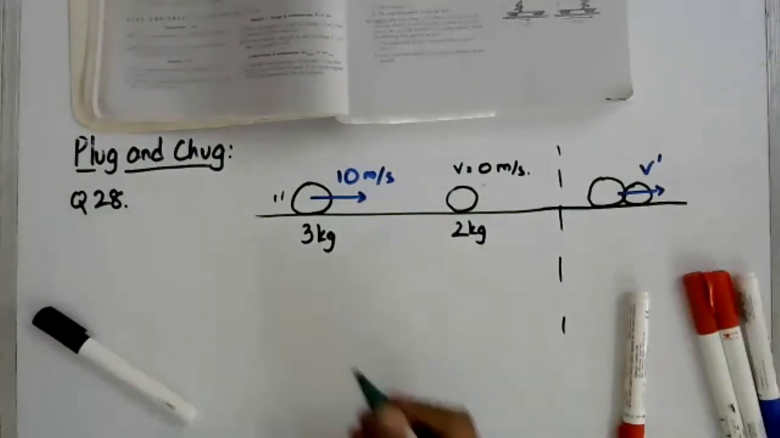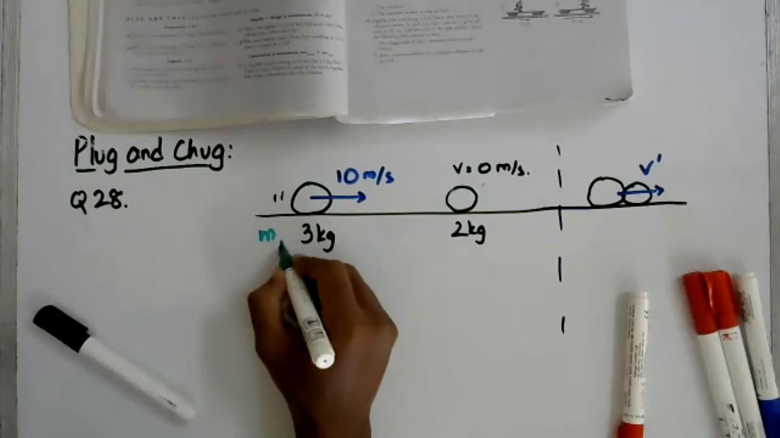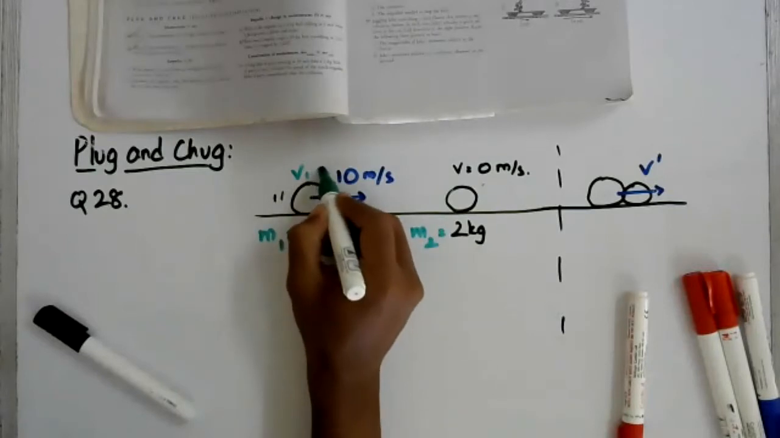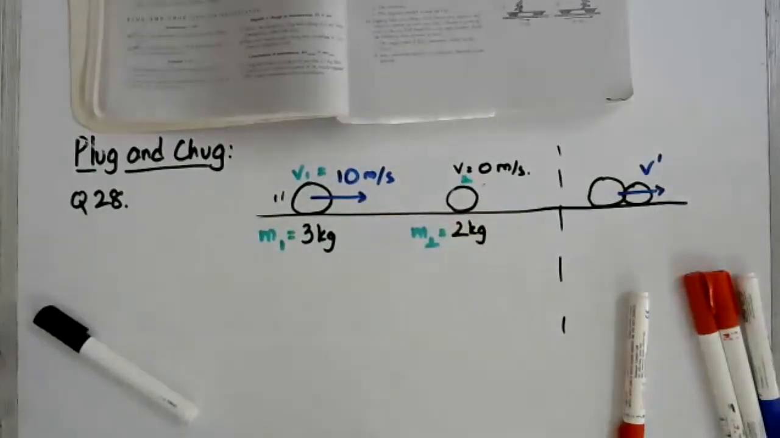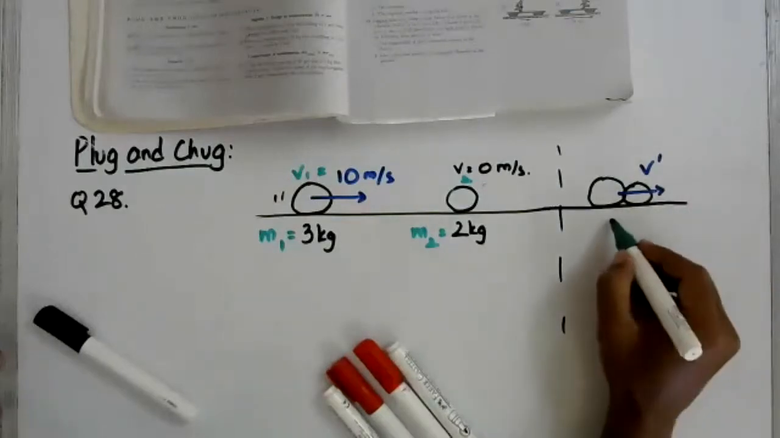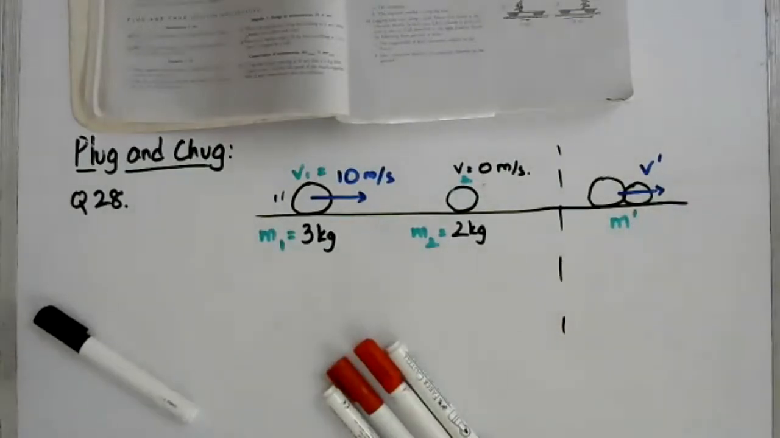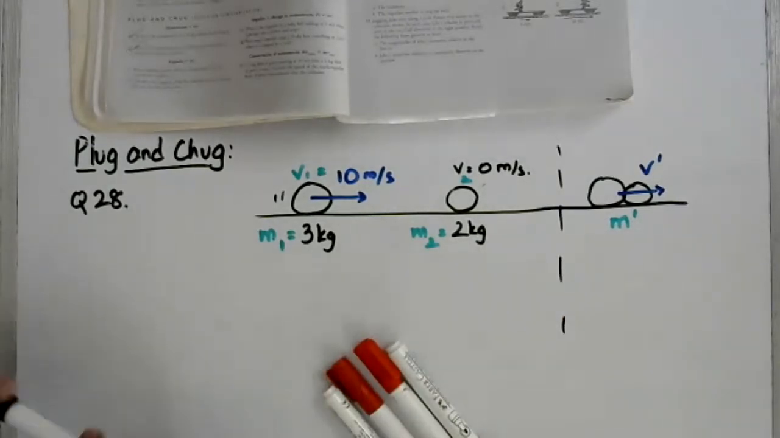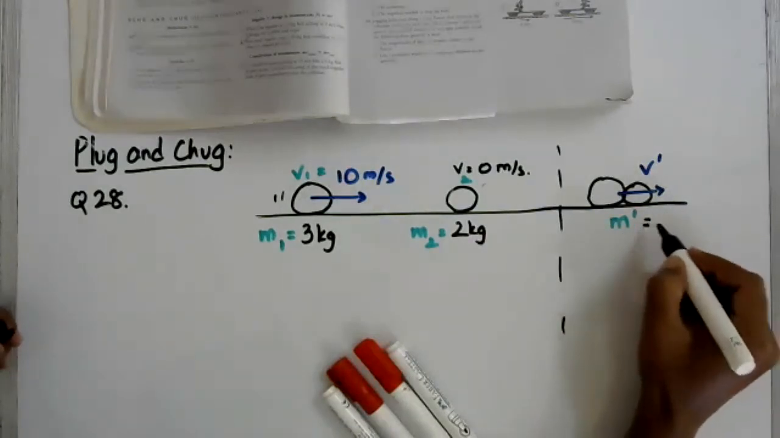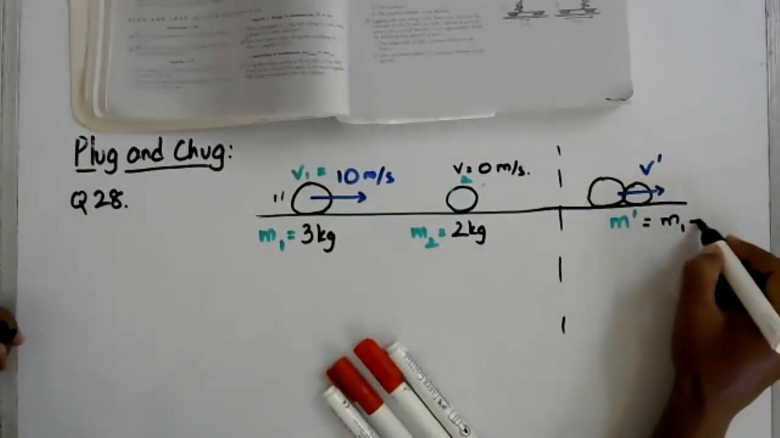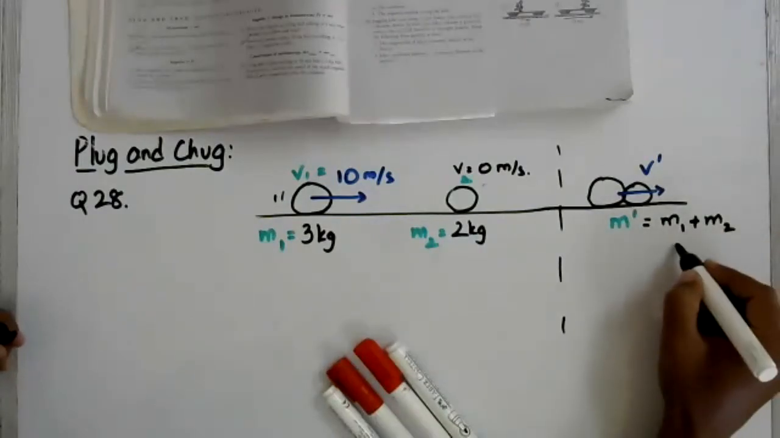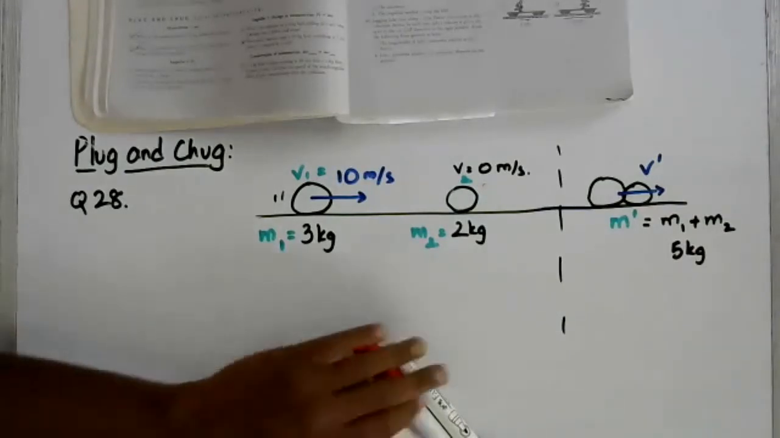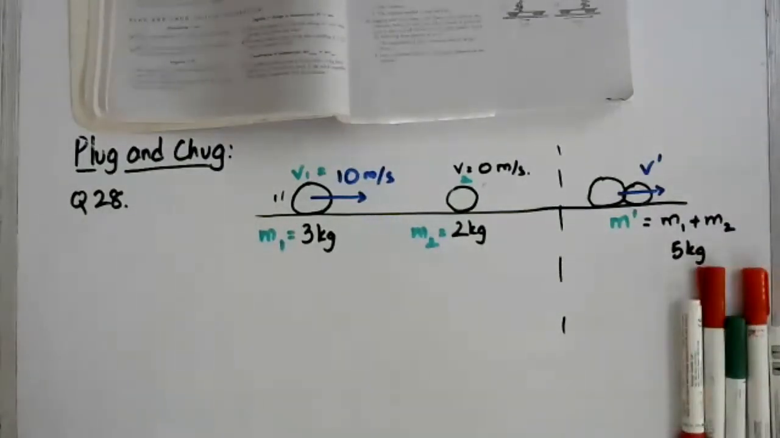Let us label them. The next good idea is to put labels, A and B. So this is M1, this is M2, this is V1, and this is V2. This will be V prime and this will be M prime. So there is an M prime also involved. How much is M prime, by the way? M1 plus M2, so 5 kg. Okay, now with all that information, we should be able to tackle it.